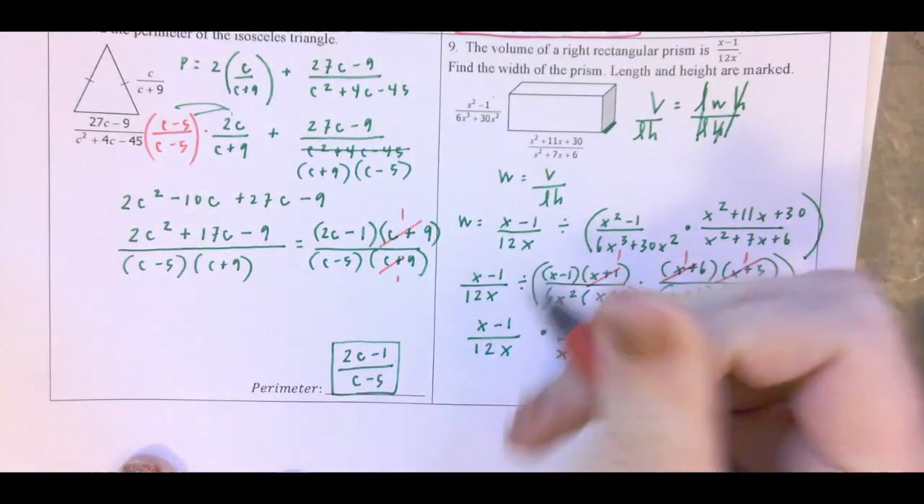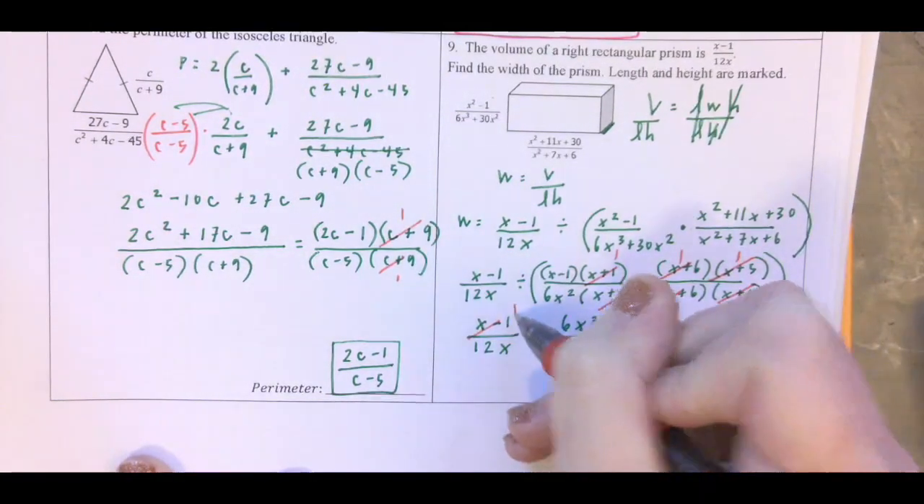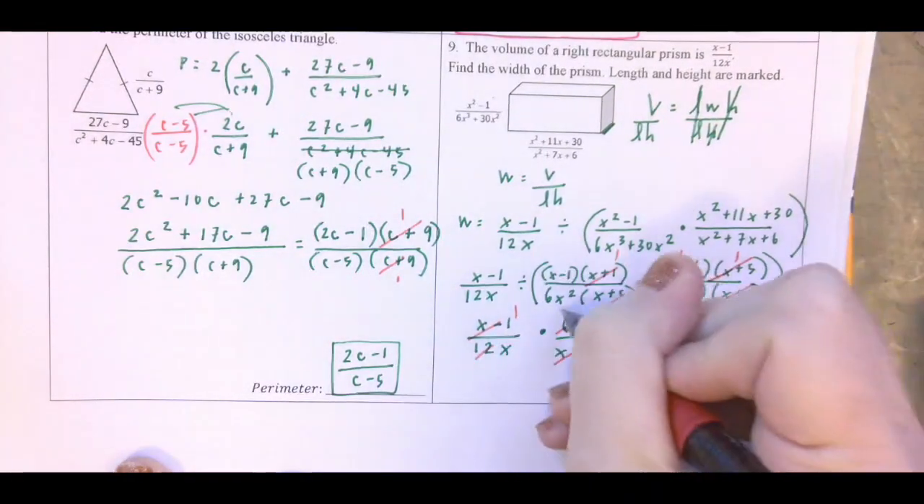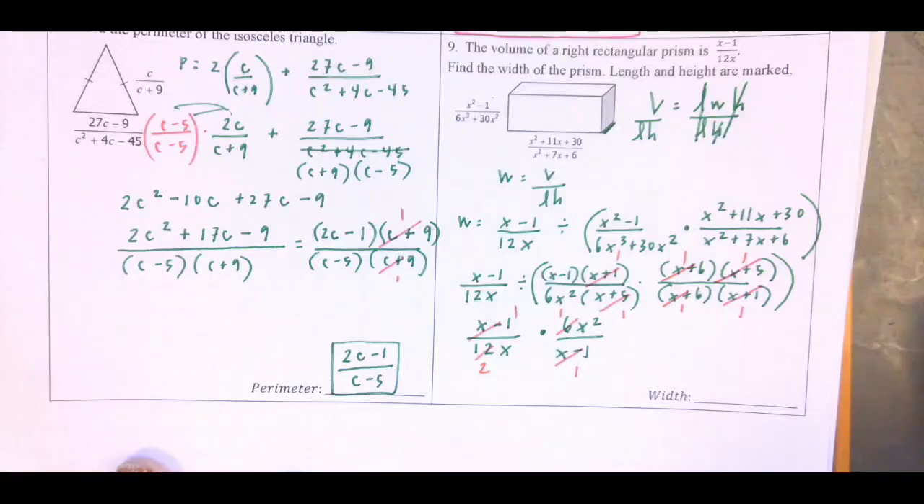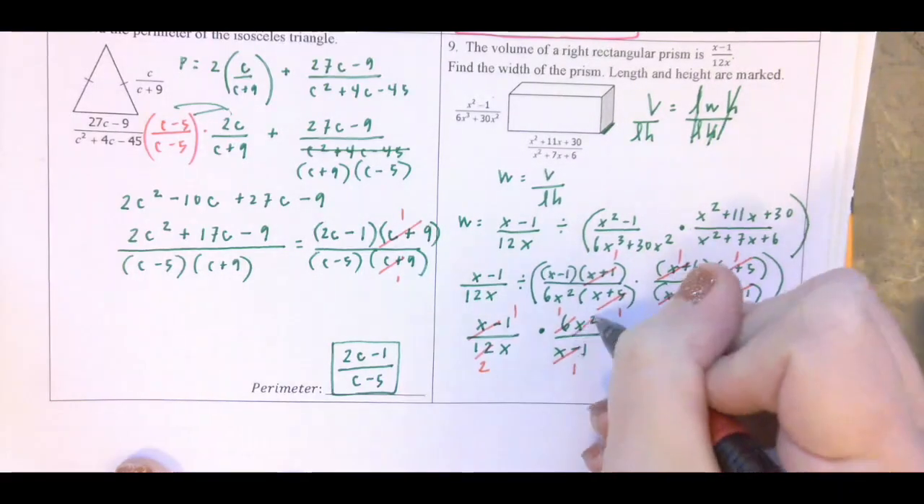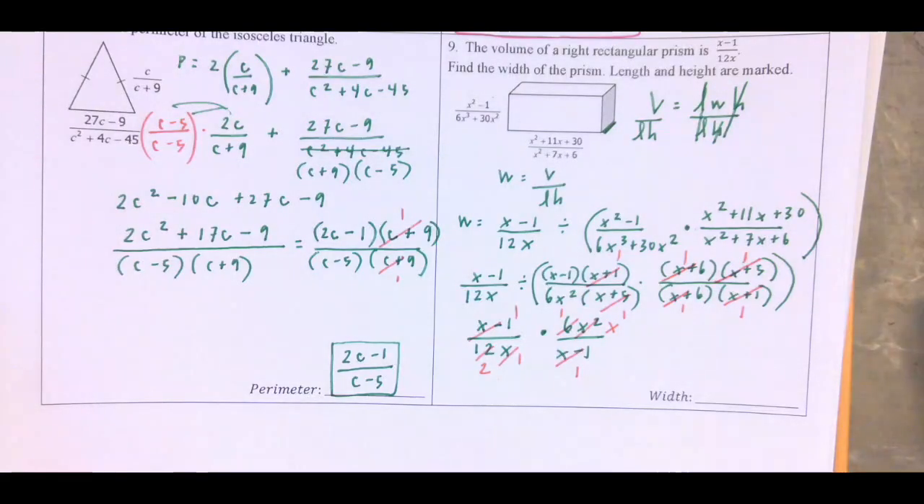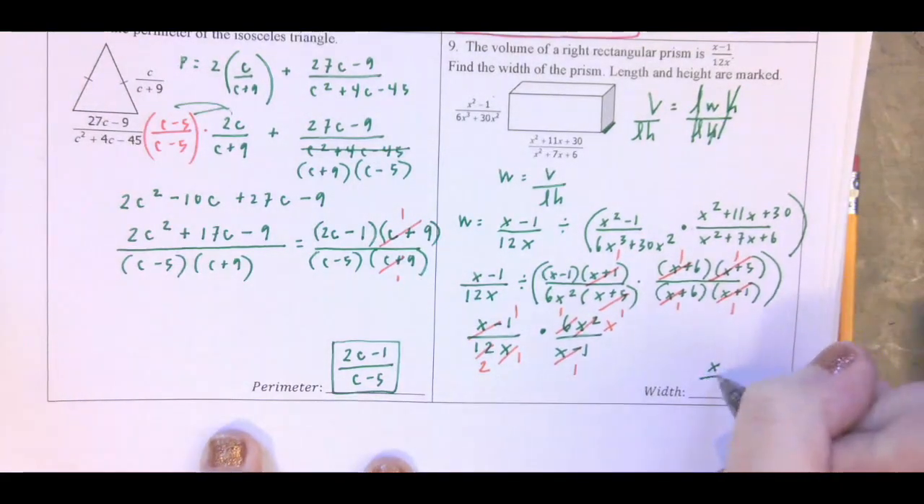How lovely. Those x minus 1s, they cancel away. Okay, the 6 and the 12 become 1 and 2. And then the x squared over x gives me an x over 1. So final answer is just x over 2.